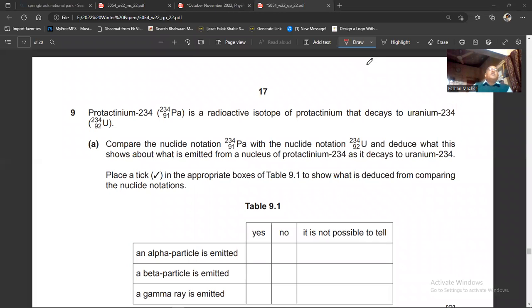So my dear students, now we are on question number 9. It says protactinium 234 is a radioactive isotope of protactinium that decays to uranium 234. Compare the nuclide notation of protactinium 91-234 with the nuclide notation of uranium 92-234 and deduce what this shows about what is emitted from the nucleus of protactinium 234 as it decays to uranium 234. Place a tick in the appropriate box.